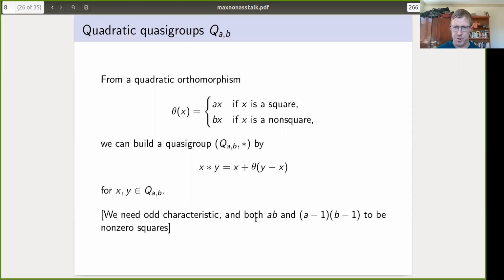Just a couple of technical requirements. Obviously, I need the field to be odd characteristic to be hoping to deal with these squares and non-squares. And the other condition I need is the product AB and A minus 1 times B minus 1. They both need to be non-zero squares, or else this doesn't give you a quasi-group. And that's an easy condition. But we'll assume that all of those things are true for the rest of the talk.